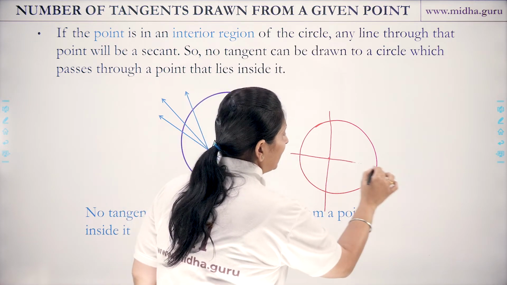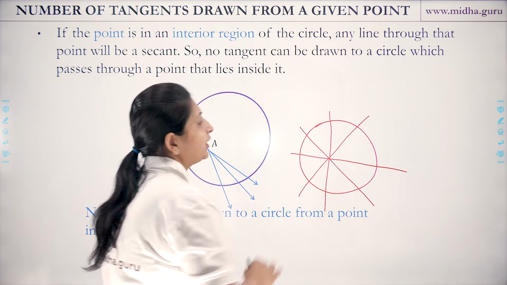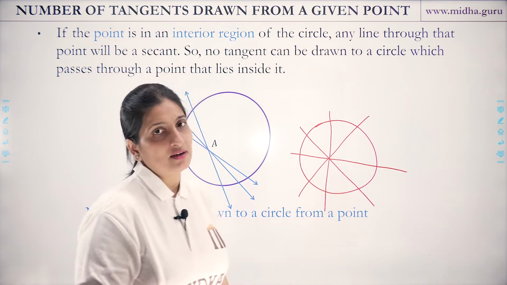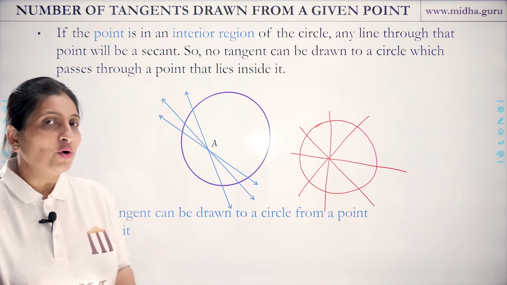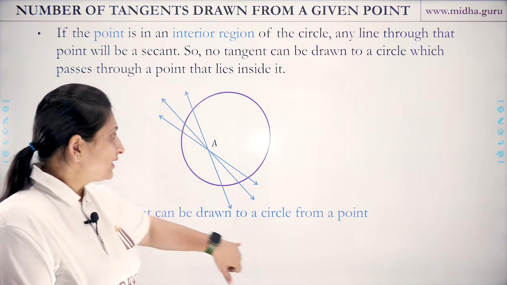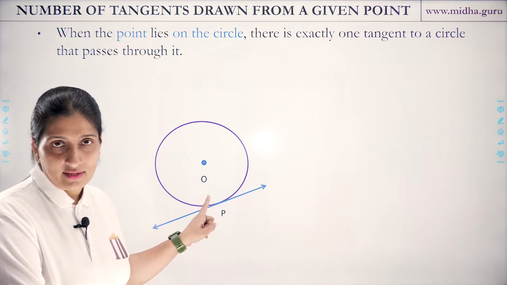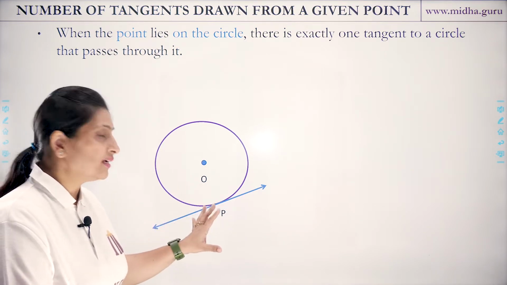If we draw any line passing through this point, crossing through this point, this will be a secant to the circle. So no tangent can be drawn when the point is in the interior of the circle. Next is the case when the point is on the circle.